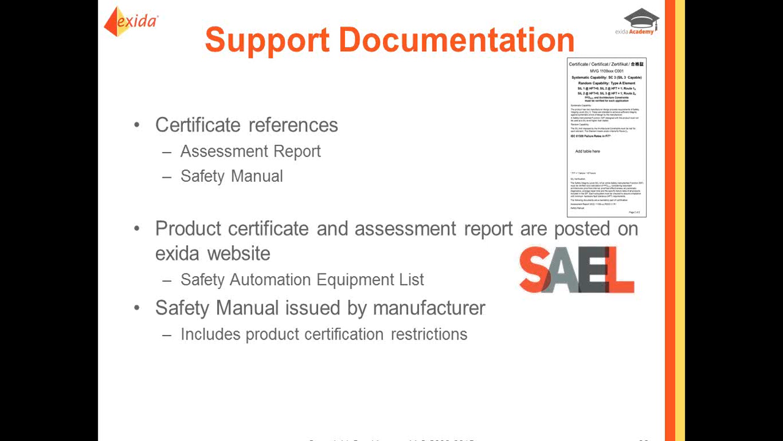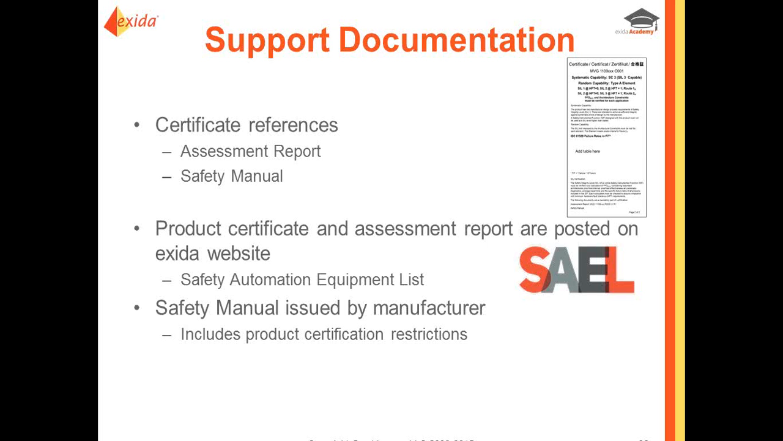At the bottom of the certificate, it shows supporting documentation. It will always cite the assessment report, the name of it, and the name of the safety manual. The assessment report and the certificate, always the most up-to-date, are on the SAEL website. You can get there through the exida website itself. And the safety manuals will always be provided by the manufacturer.